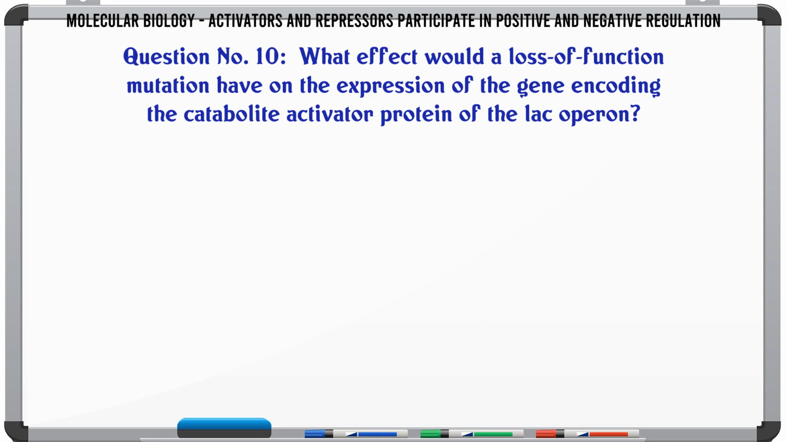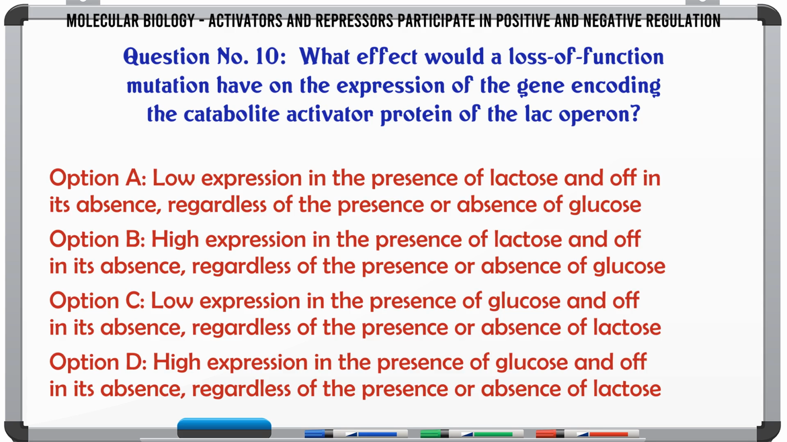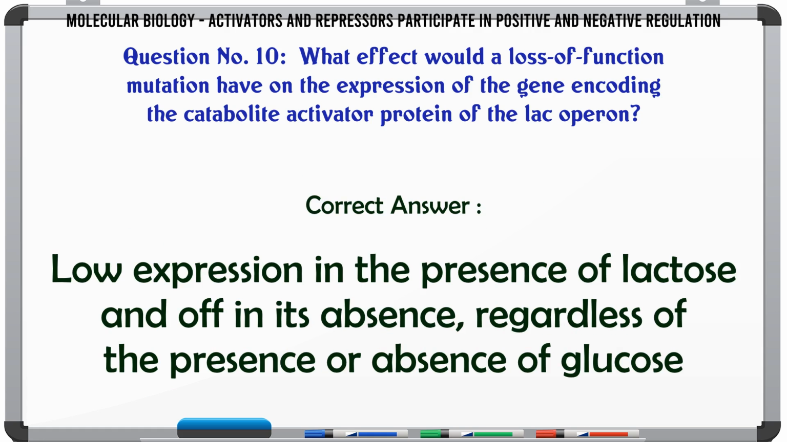What effect would a loss of function mutation have on the expression of the gene encoding the catabolite activator protein of the lac operon? A. low expression in the presence of lactose and in its absence regardless of the presence or absence of glucose. B. high expression in the presence of lactose and in its absence regardless of the presence or absence of glucose. C. low expression in the presence of glucose and in its absence regardless of the presence or absence of lactose. D. high expression in the presence of glucose and in its absence regardless of the presence or absence of lactose. The correct answer is low expression in the presence of lactose and in its absence regardless of the presence or absence of glucose.